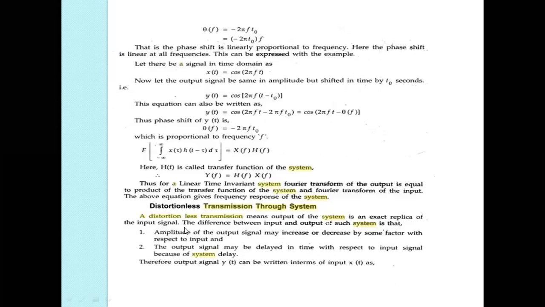So actually, distortionless transmission through the system means the output of the system is an exact replica of the input.